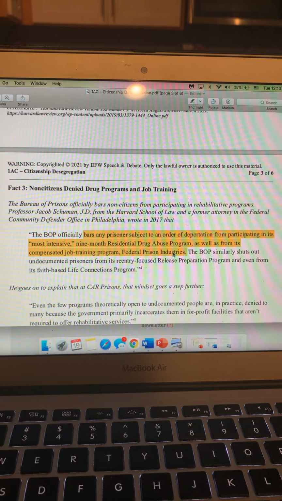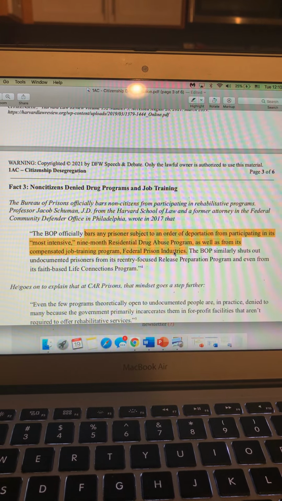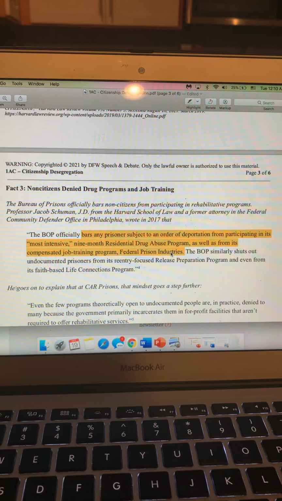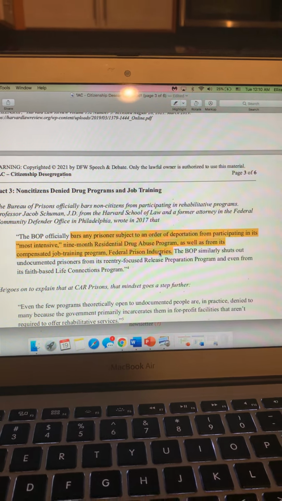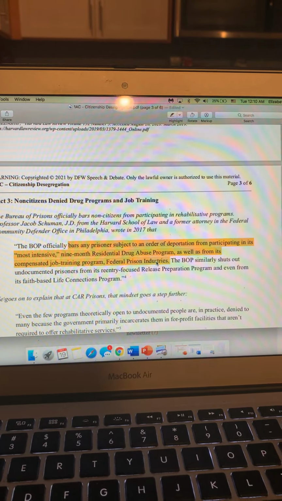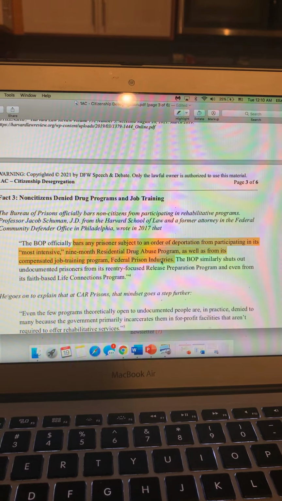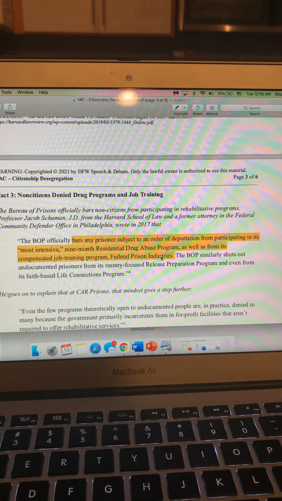Well, are there other drug programs or other job training programs? And then you might ask the question, why would we train prisoners for jobs when they're going to be deported? It would be kind of pointless. If they're going to be working in a job in the United States, that job may or may not be in the country they're deported to.